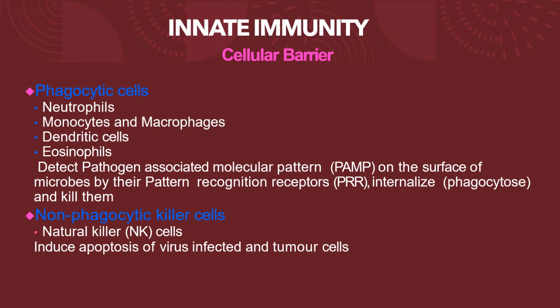Cellular barrier. Cellular barrier includes phagocytic cells, which are neutrophils, monocytes, macrophages, dendritic cells, eosinophils. They detect pathogen-associated molecular patterns on the surface of the microbes by their pattern recognition receptors. They internalize the pathogens and kill them. Then non-phagocytic killer cells. These include the natural killer cells, which induce apoptosis of virus-infected and tumor cells.